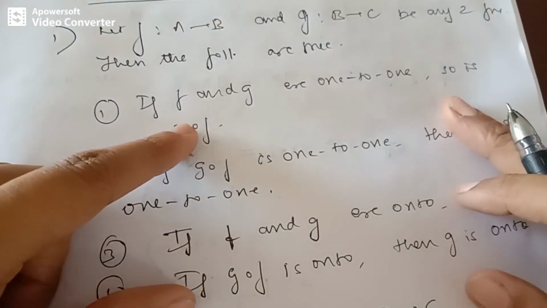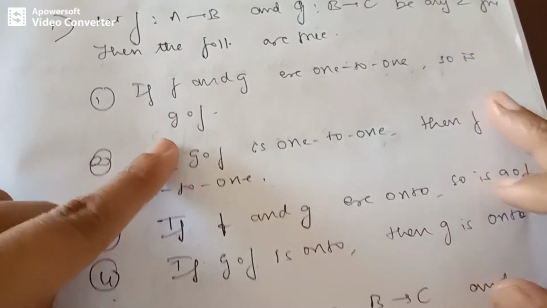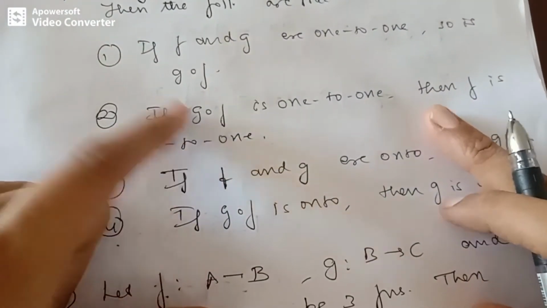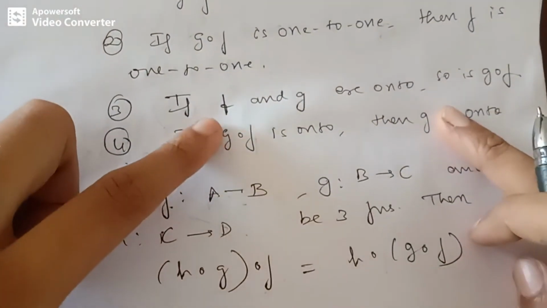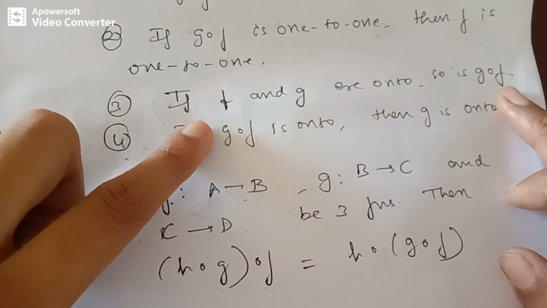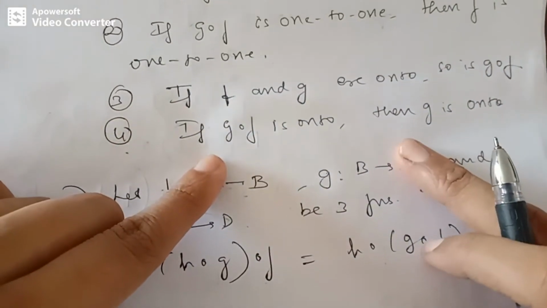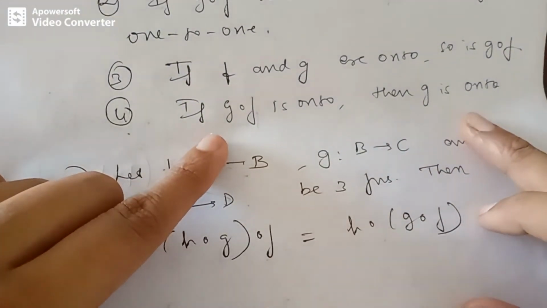So if f and g are 1 to 1, so is the product of the functions, g composite f. If g composite f is 1 to 1, then f is 1 to 1. And if f and g are onto, so is g composite f. So even g composite f is onto. And the fourth result is, if g composite f is onto, then g is onto.